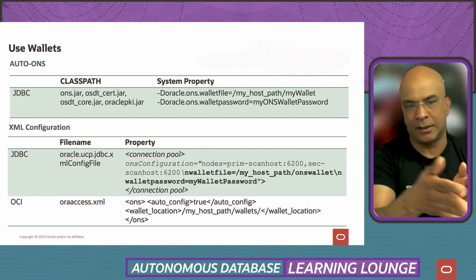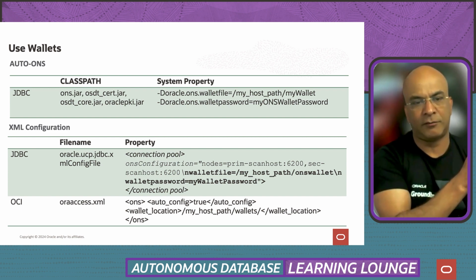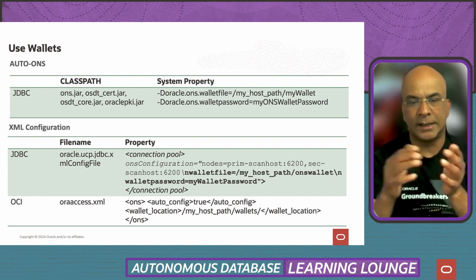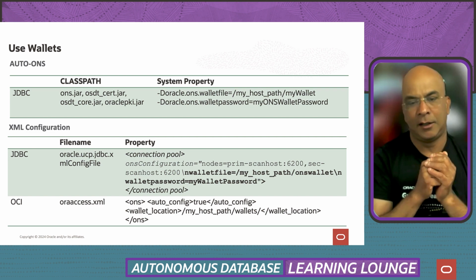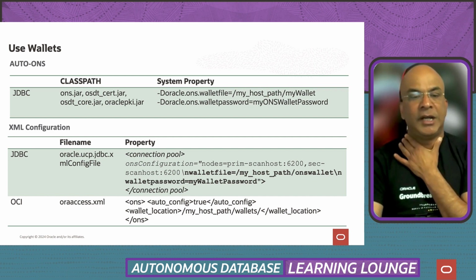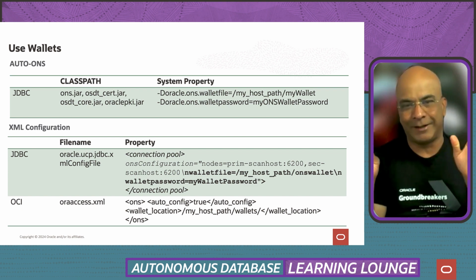If it's an XML thing, again, the same things. You want to make sure some of those files are part of your class path, and then you want to make sure that your connection pool setting is clearly configured in the XML. For OCI, yeah, same thing. Aura access XML needs to be edited. For Aura access.xml, we recently found out that it's not really very well documented.